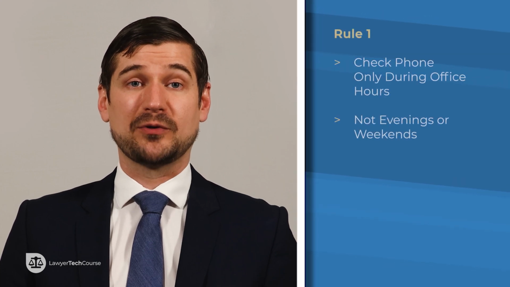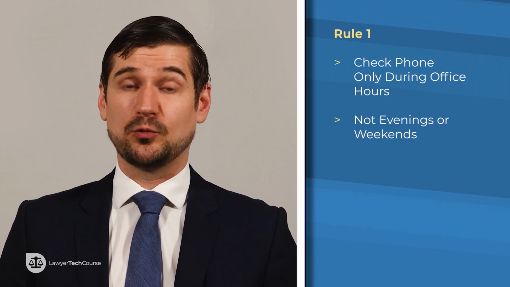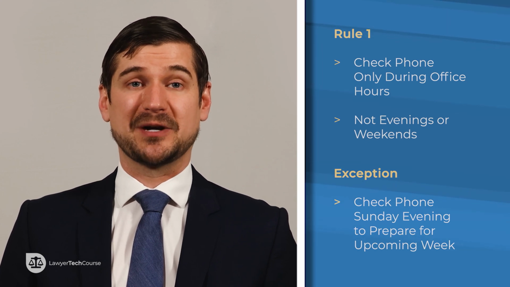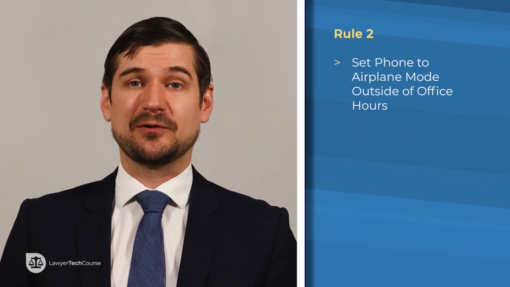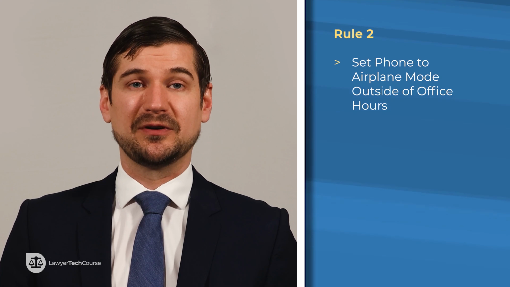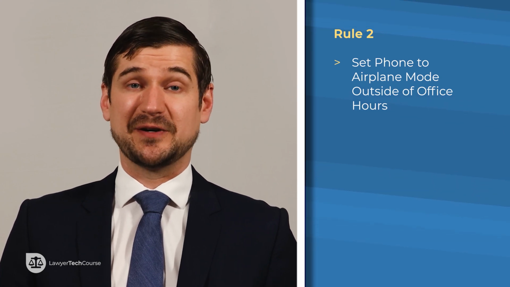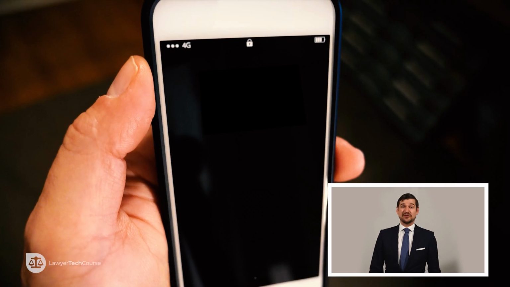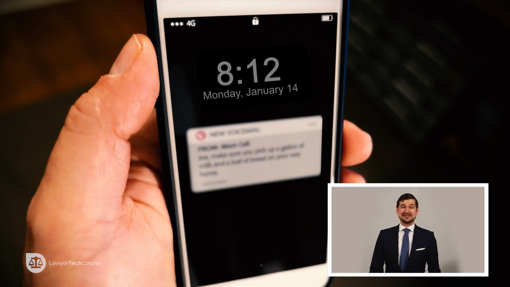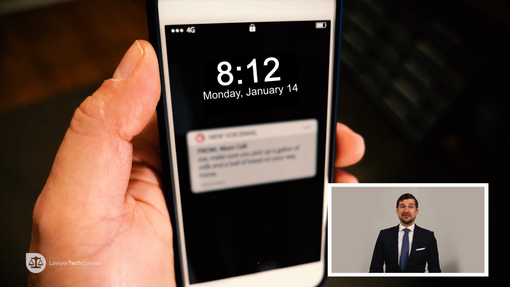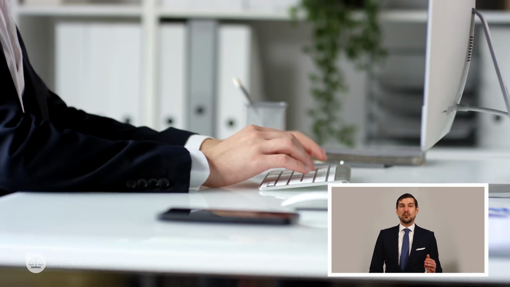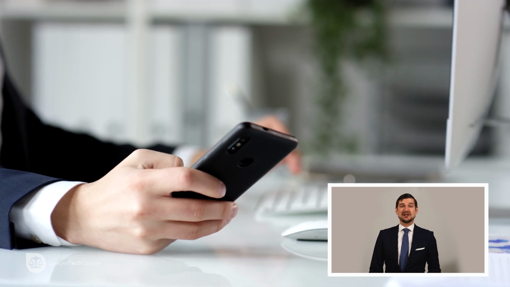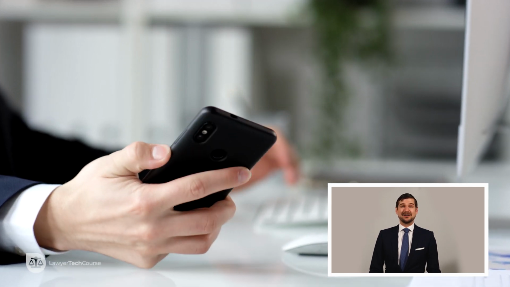I check my phone throughout the workday, but not on evenings or weekends, except for Sunday evenings when I check to see what I'll be doing in the upcoming week. Outside of office hours, I set my phone to airplane mode so that I can still use many of the features of my phone, but not receive outside notifications. When I take my phone off of airplane mode at the start of business days, voicemail and message notifications come in, and I deal with them one by one with my computer and files available so that I can make notes and refer to materials as necessary.